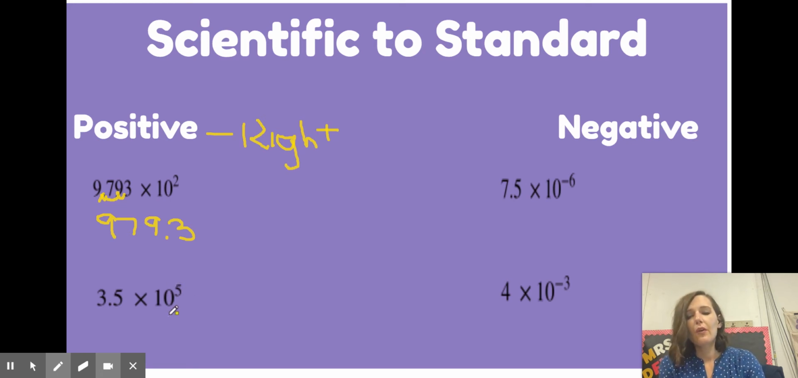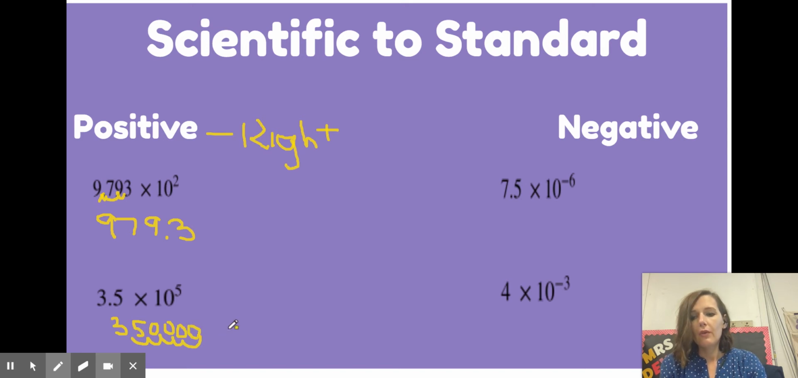So let's do one more of the positive. So we have a 5, so we're going to go 5 to the right. This one I'm going to write down here because I'm going to run out of room to do my little movements here. So 1, 2, 3, 4, 5. And in those spots there, I'm going to need to add some zeros. So for every little hump there I did, I need to add a 0.